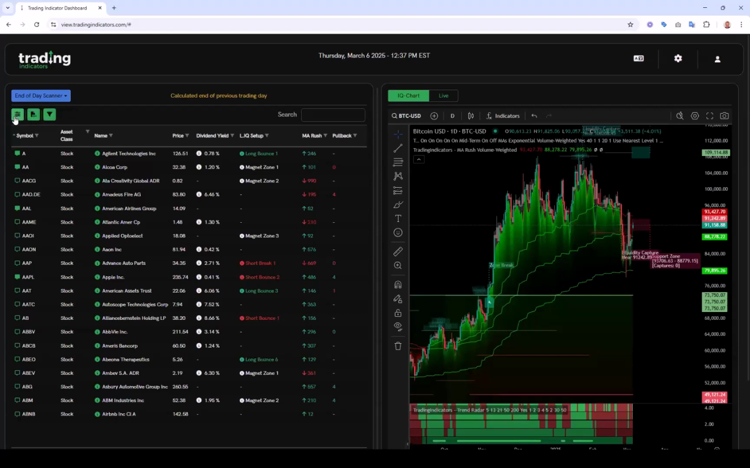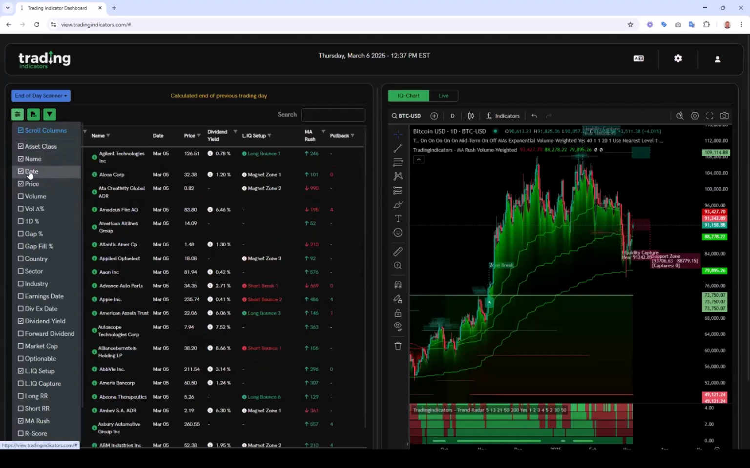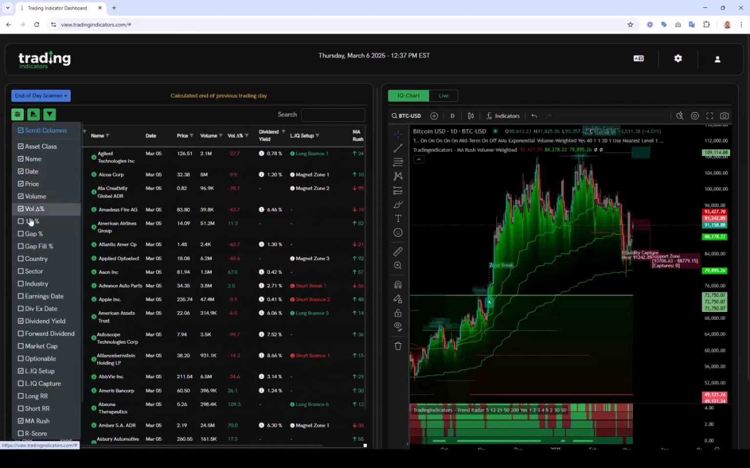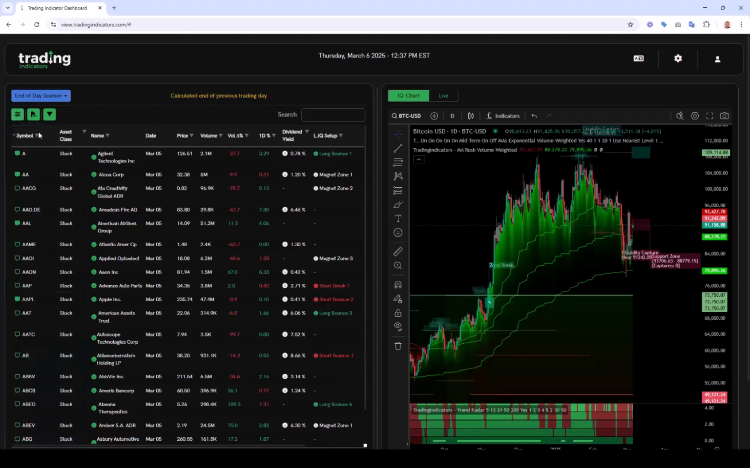You can see this little button here on top of the scanner. You can click on it and you can enable and disable certain scan criteria. For example, here the date. It's not enabled yet. Once I click on it, it will come here. Volume, volume delta, price difference, and so forth. So now I've enabled the first set of columns: symbol, asset class, name, date, price, volume, volume delta, and price delta. Let's go through these one by one.